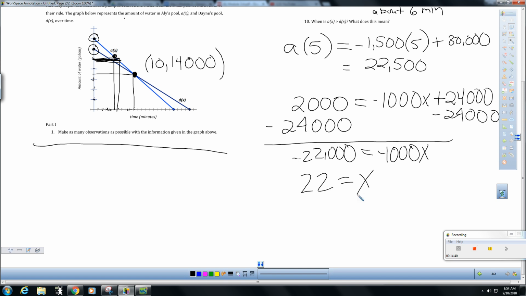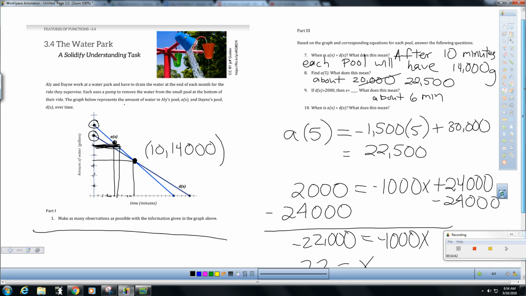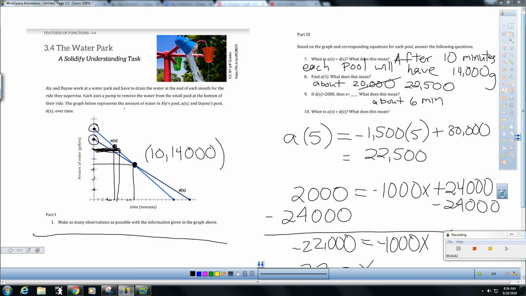So what does that mean? That means after 22 minutes, oh yeah, we did 20,000. They wanted 2,000. So after 22 minutes, Dane will have 2,000 gallons left, so he'll almost be drained. Okay?